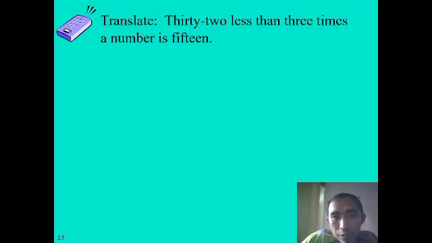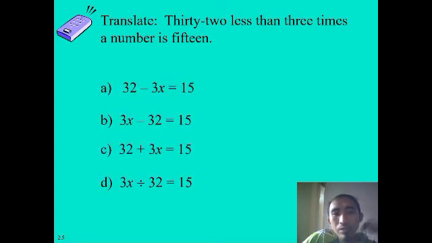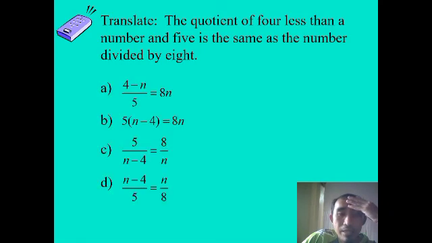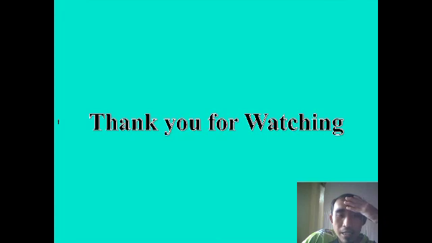Translate: 32 less than 3 times a number is 15. What is our answer? Yes, letter B. Translate the quotient of 4 less than a number and 5 times the same number, divided by 8. What is our answer? Yes, letter.